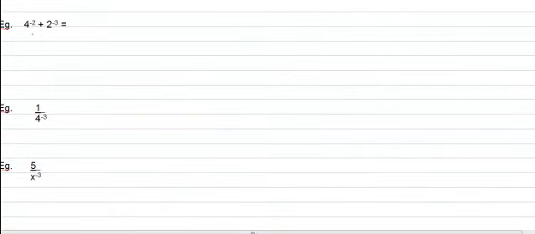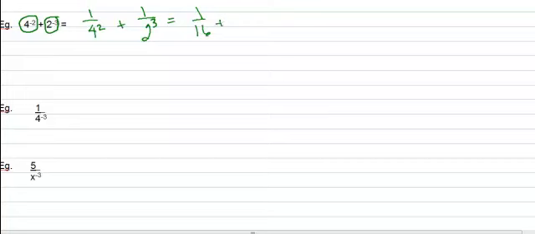Now we've got something that's a little bit more complex. So we handle each term separately. Here we've got 4 to the negative 2, so that's 1 over 4 squared, plus 2 to the negative 3, so that's 1 over 2 cubed. We simplify those: 1 over 16 plus 1/8.